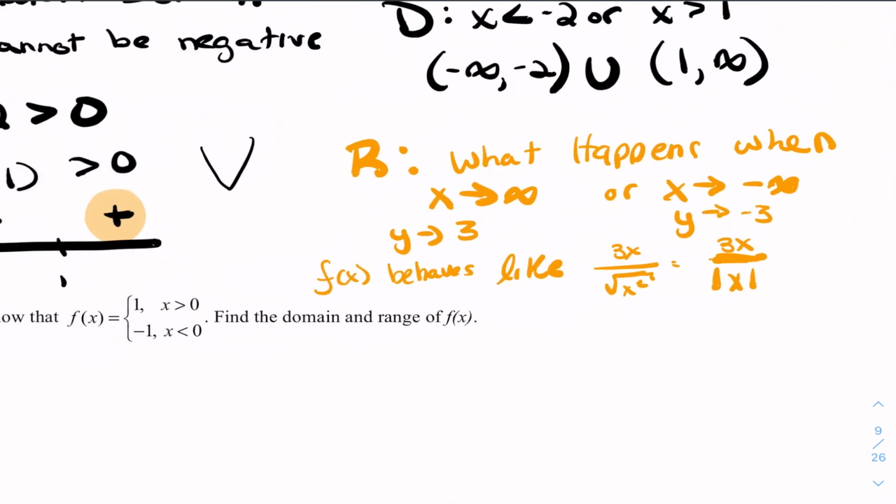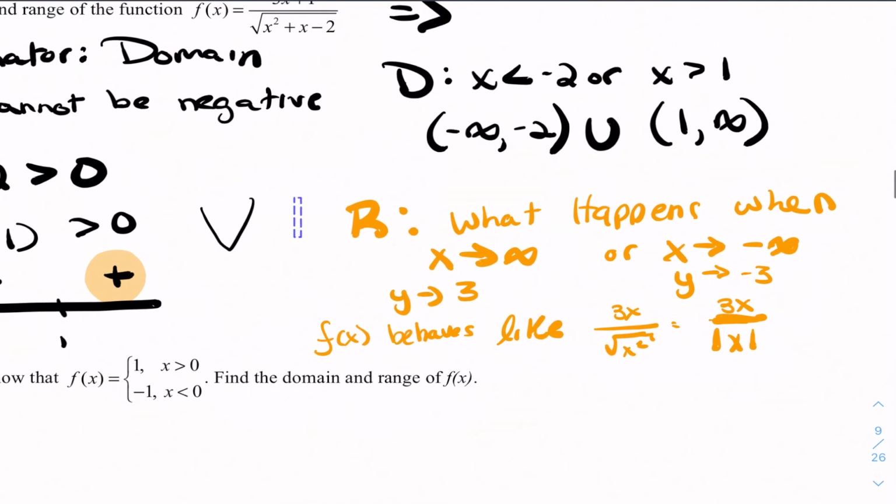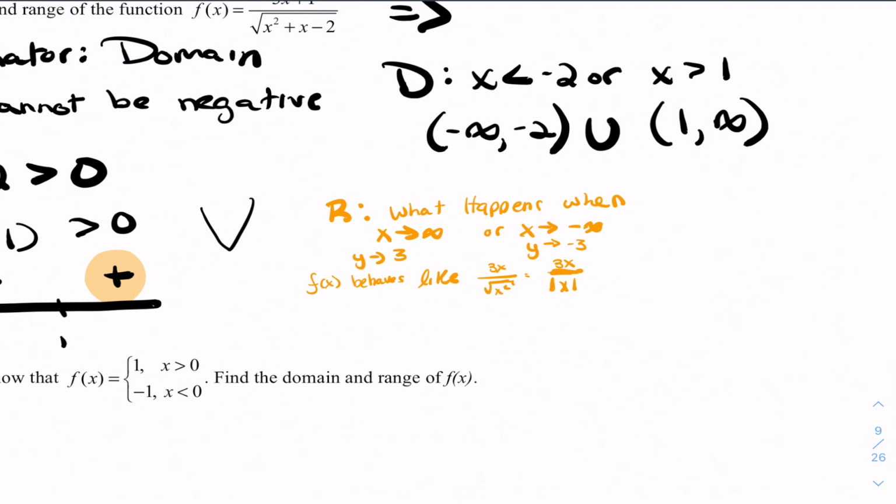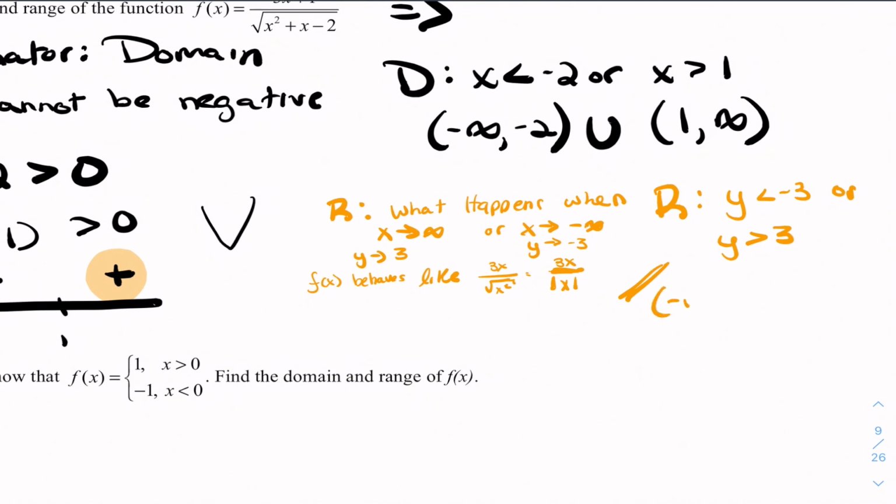And so we would write the range, if I grab this and make it slightly smaller, just so we can fit everything in here. The range here would be anything lower than negative 3. So we can say y is less than negative 3, or y is greater than 3. In the same way, if we wanted to write that in set notation, we would have negative infinity to negative 3, union, which means or, 3 to infinity.